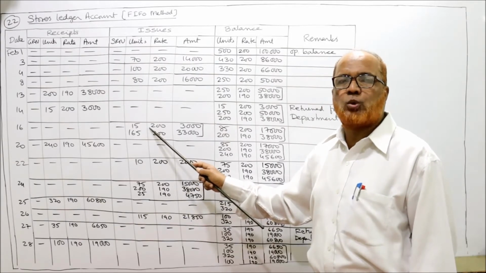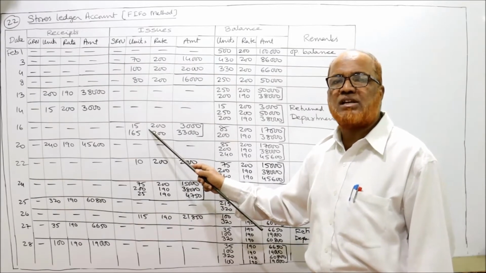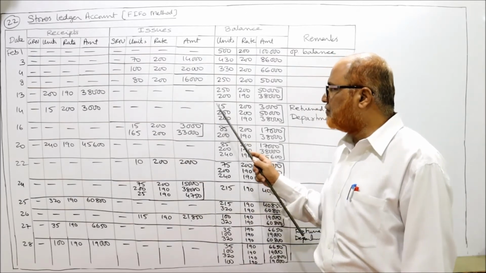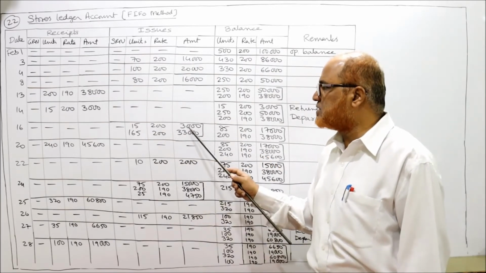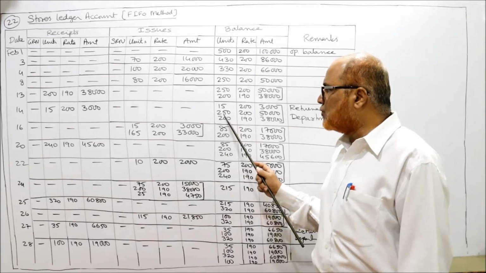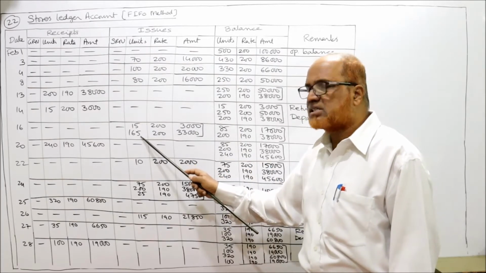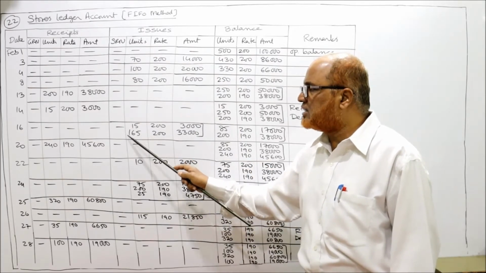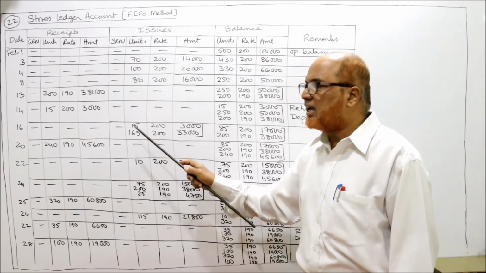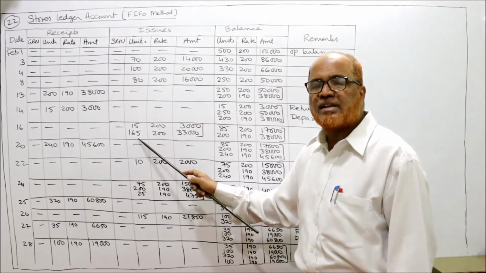180 tons is the issue. Now we are following the FIFO method, first in, first out. So first I will issue this 15 tons at 200 rupees, 3,000. Then out of this 250, I need to issue 165, because totally 180 tons I have to issue. So 180 minus 15 is 165.